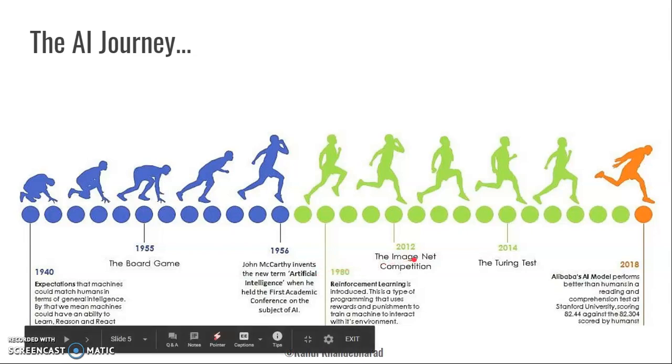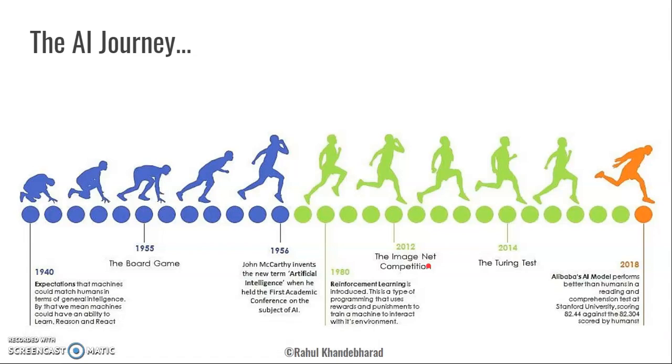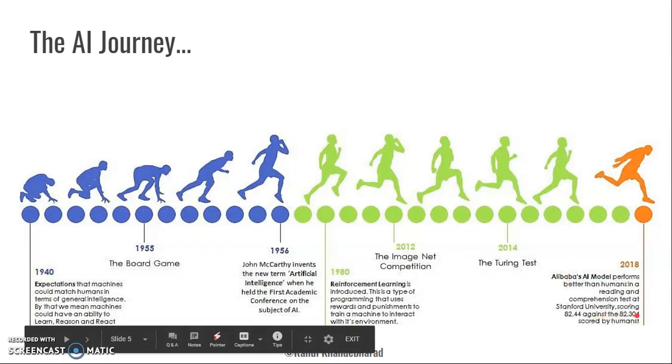In 2012, there was the ImageNet competition in which 1.5 million images were categorized correctly by an AI based robot within a particular amount of time. The same was true of the Turing test, which was conducted in 2014, and lastly in 2018, Alibaba's AI model performed better than humans in reading and comprehending text, which was conducted by Stanford University. You can see the scores that are mentioned over here.